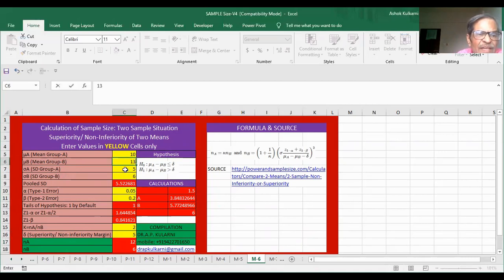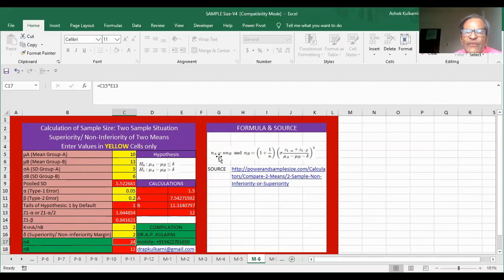Then the standard deviation of group 1 and the standard deviation of group 2 are given over here. Alpha error and beta error are entered over here. And K is the sampling proportion, that is, the ratio of the number of individuals in group A and in group B. So suppose it is 2, and the superiority or non-inferiority margin is, say, 2 over here. Then the sample size required is 12 in the B group and 24 in the A group.